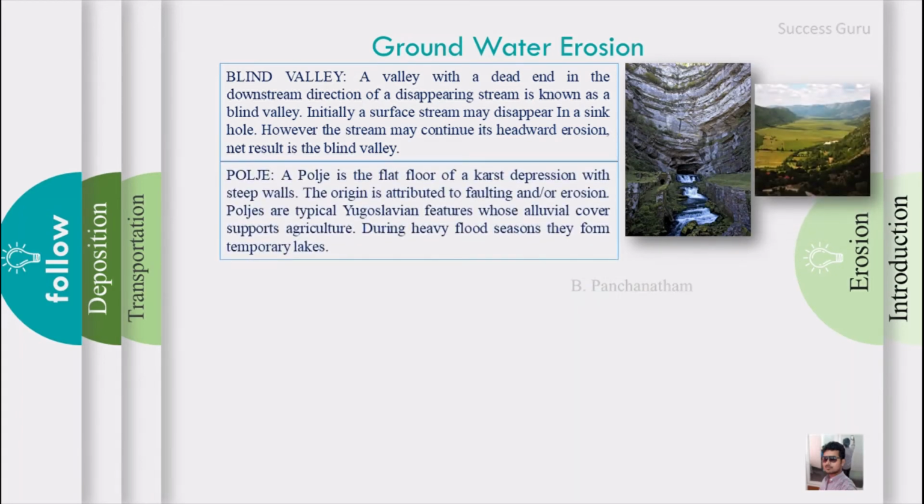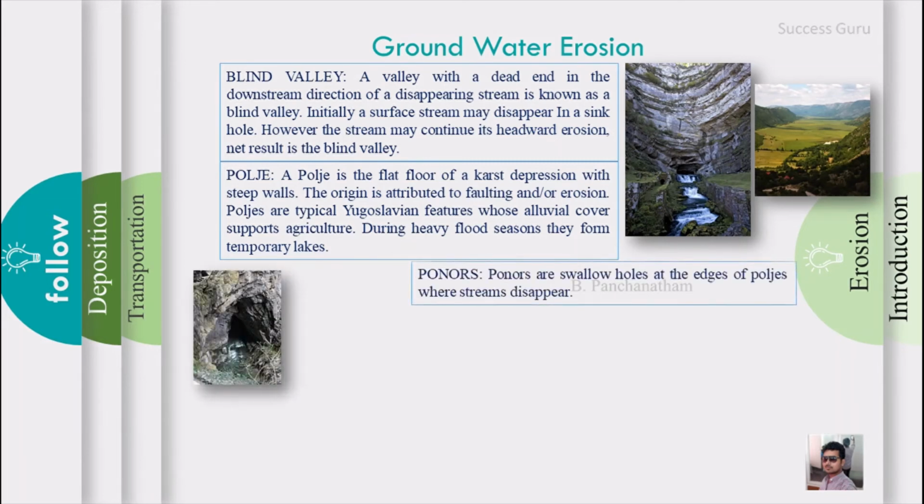The polje. A polje is a flat floor on a karst depression with steep walls. The origin is attributed to faulting and or erosion. The poljes are typically a Yugoslavian feature whose alluvial cover supports agriculture, and during heavy flood season they form a temporary lake. The ponors. The ponors are swallow holes at the end of a polje where the stream disappears.